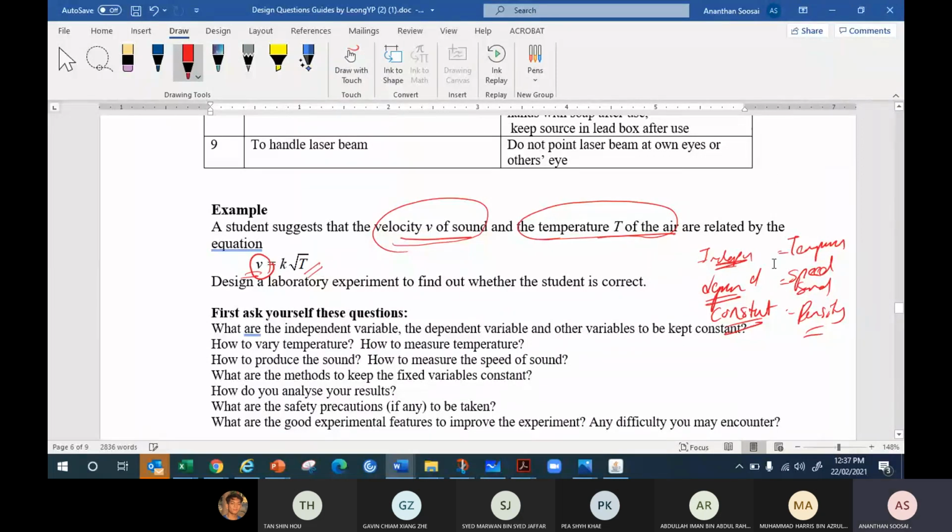So you need a microphone. Do you need a closed container? Anyone? You need to have a closed container, right? Because the density must be kept constant. So can you visualize the setup? How do we put a microphone inside a closed container?